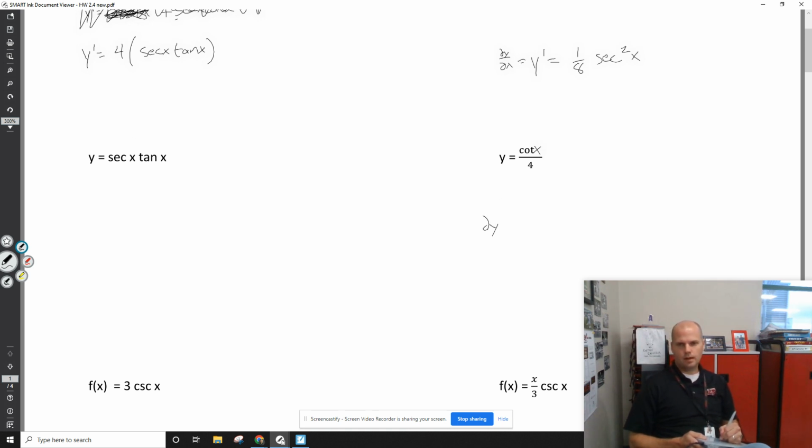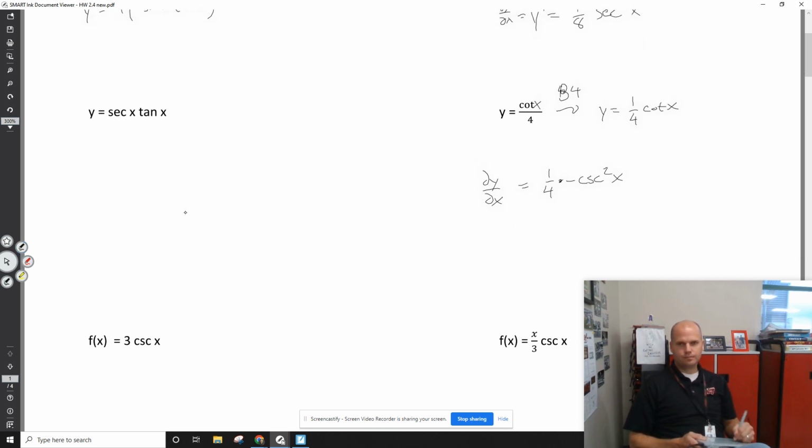This is a constant. So I would rewrite this before taking the derivative as 1/4 cotangent x. And then I would take the derivative and I'd get 1/4. And the derivative of cotangent is negative cosecant squared x. You're multiplying these things together. If you wanted to rewrite it, it wouldn't be 1/4 minus. Some people make that mistake, but it'd be negative 1/4 times cosecant squared x. I'm just moving the negative over, just multiplying.